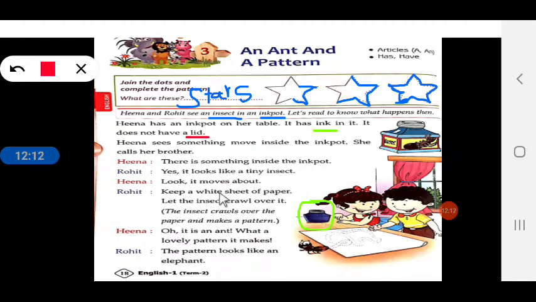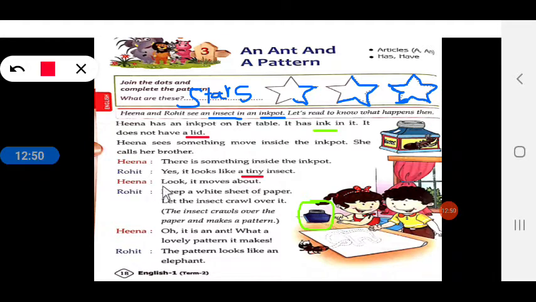Tiny means, do you know, my dear students? T-I-N-Y. Tiny means very small in size. Very small. You can see an ant. It is very small in size, correct? So we can say tiny insect. An ant is a tiny insect. So he guessed that it looks like a tiny insect in the ink pot.